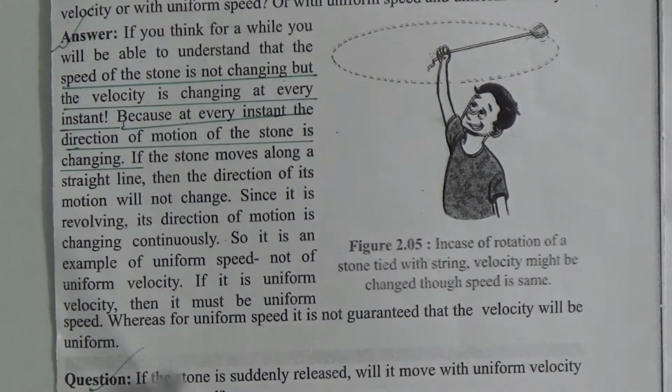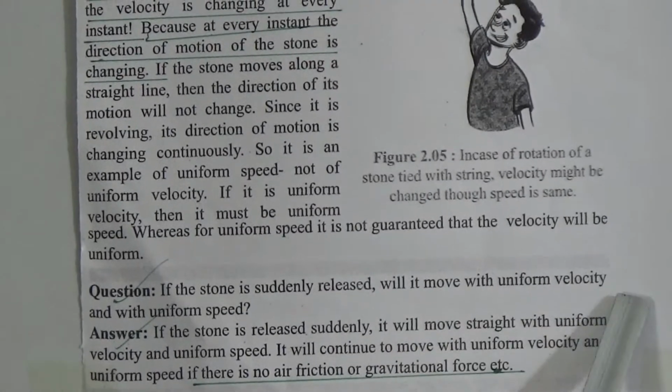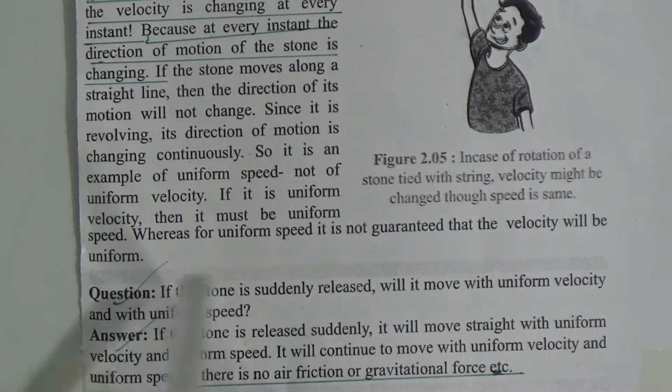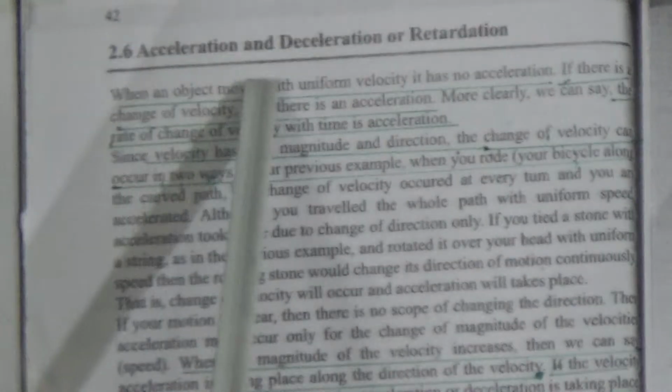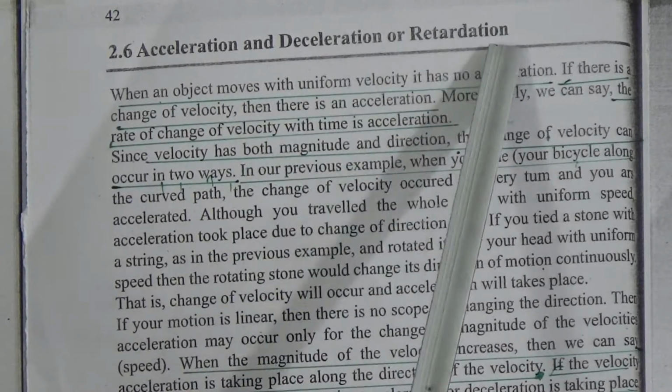Now another question: if the stone is suddenly released, will it move with uniform velocity and with uniform speed? Answer: if the stone is released suddenly, it will move straight with uniform velocity and uniform speed. It will continue to move with uniform velocity and uniform speed if there is no air friction or gravitational force, etc. Now we go to the topic acceleration or deceleration or retardation.